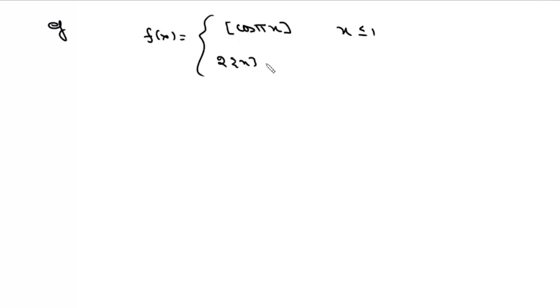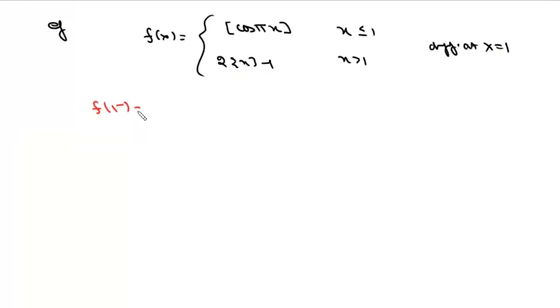Let us take another example. Suppose we are given this function f(x), which is greatest integer function of cos pi x when x is less than or equal to 1, and this is 2 times fractional part of x minus 1 when x is greater than 1. Now we have to discuss its differentiability at x equal to 1. Now first we'll check its continuity.